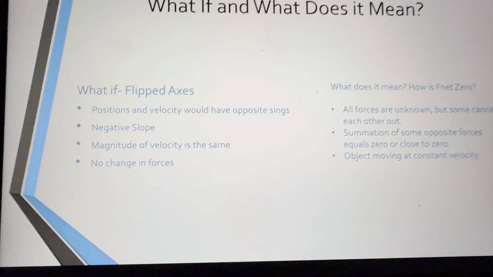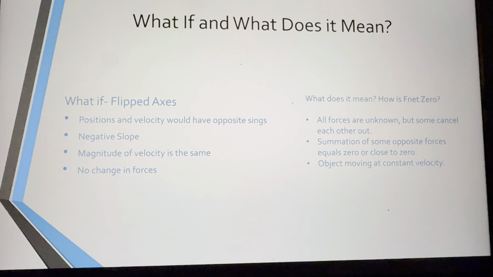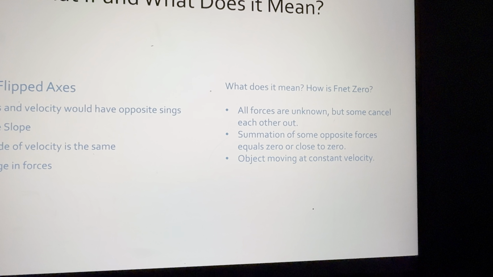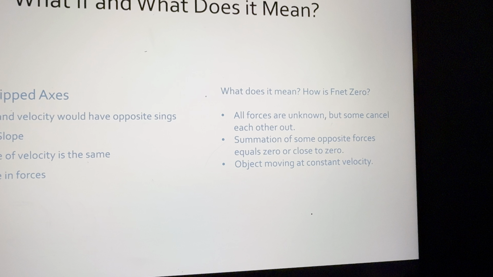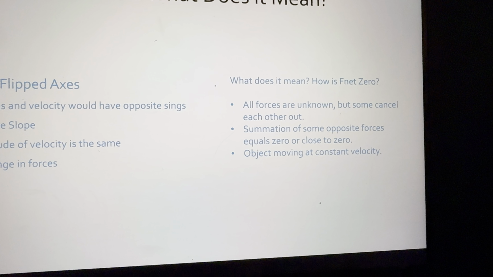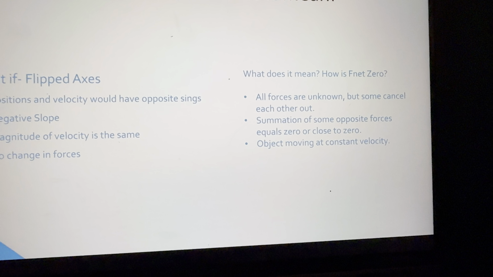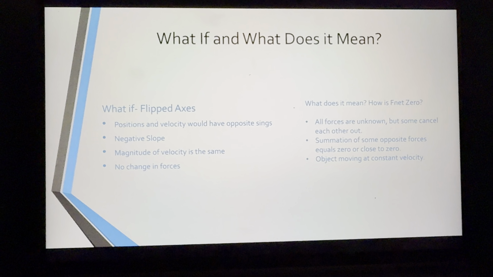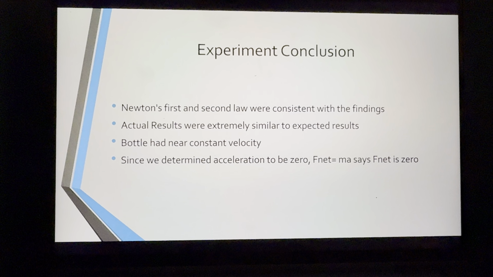And since changing the axis does not change the forces, all forces are unknown. So how do we know that F net is 0? Well, the forces are unknown, but some cancel each other out, and the summation of some opposite forces equals 0 or close to 0, and objects moving at constant velocity, which we saw with the computational model.